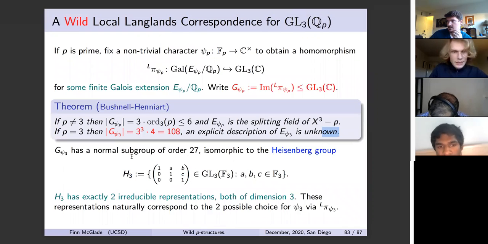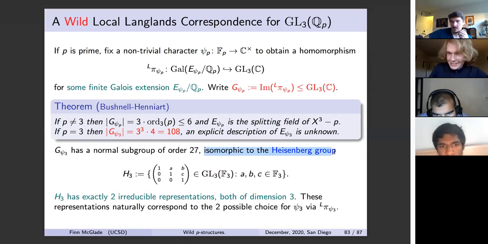This is my second last slide. So it turns out that the image of the homomorphism has a normal subgroup of order 27. This is going to be the unique 3-Sylow subgroup inside this image. And this subgroup is isomorphic to some very interesting 3-group.